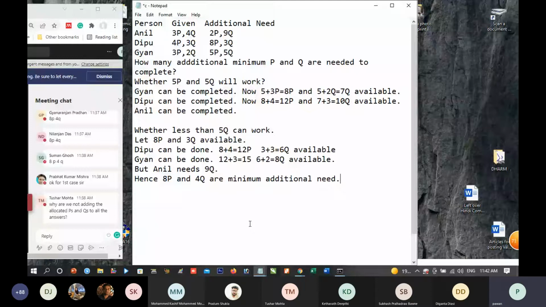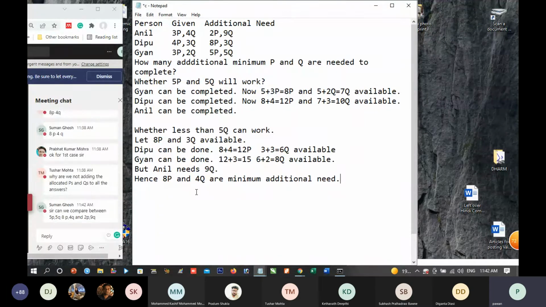So 5P and 5Q will work. But if we want to reduce Q, we have to increase P. No, we cannot compare. Is it correct? 5P and 5Q, 8P and 4Q, and 2P and 9Q are uncomparable. They are uncomparable. We cannot compare. So our correct answer will be minimum additional need.